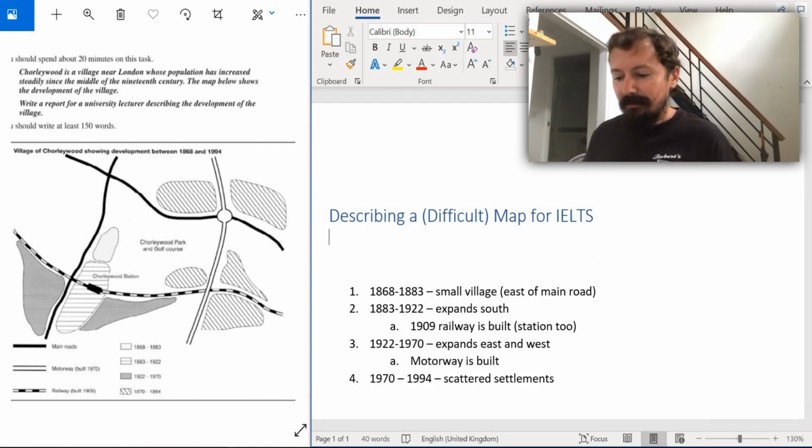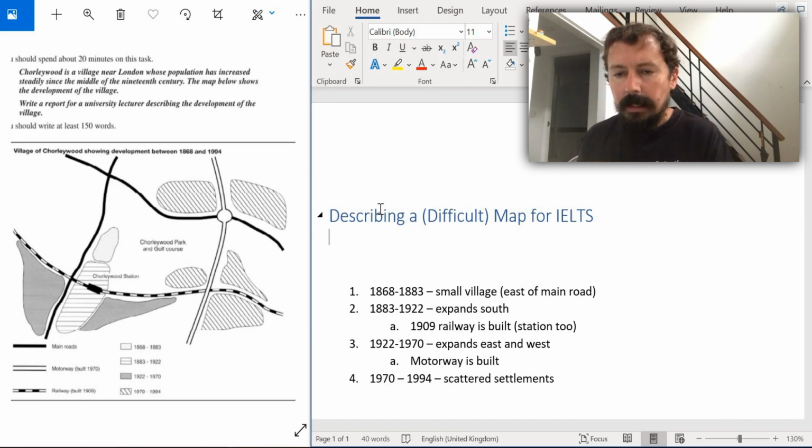So we need to begin writing this, and the best way to do it is to start with a very general sentence. And that is something that will introduce the map. This map is a problem in several ways, because it's quite difficult. And one thing is that the information on the map is actually quite unrelated to what we need to describe.